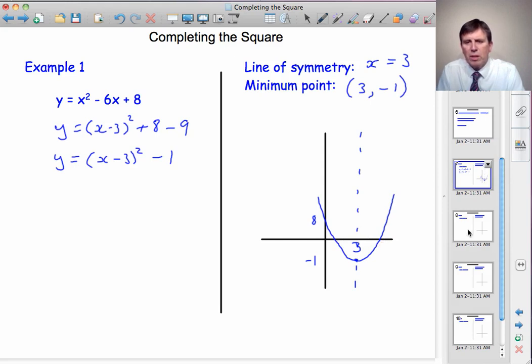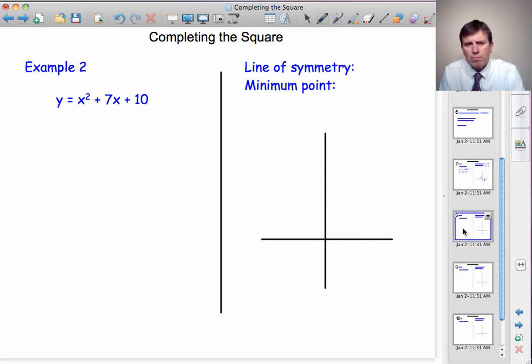Moving on then to example 2. Y equals x squared plus 7x plus 10. Y equals x in a bracket squared plus 10. Now we want half of this value here. So half of 7 is 7 over 2. So it's plus 7 over 2. Leave it as an improper fraction. Resist any temptation to write 3.5. Improper fractions are perfectly okay in this kind of work.